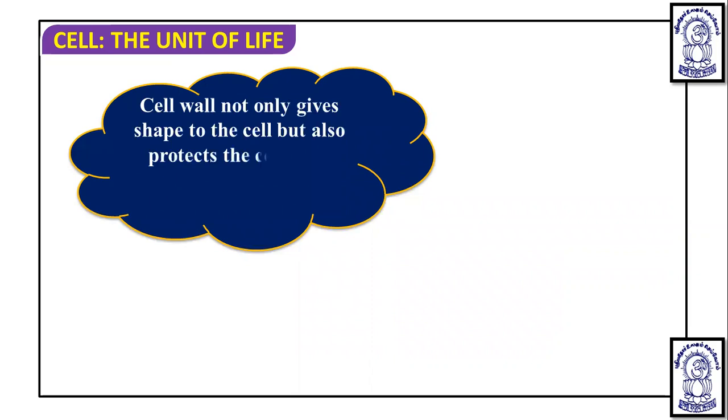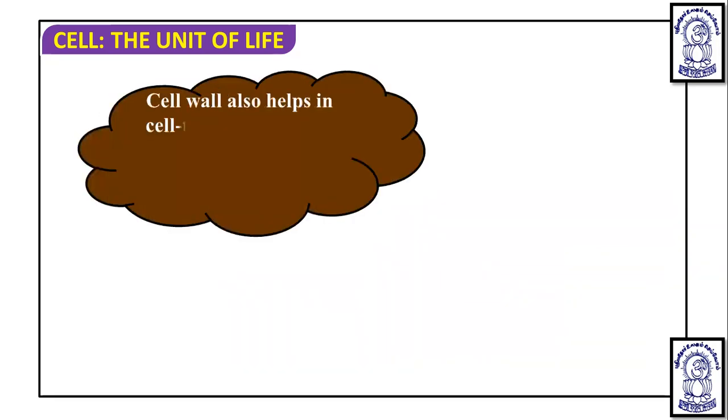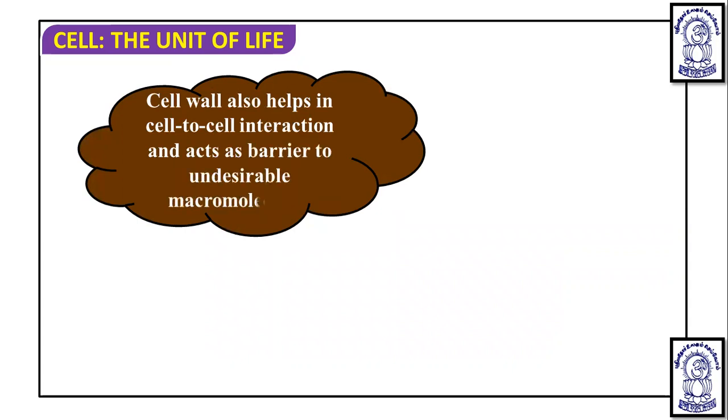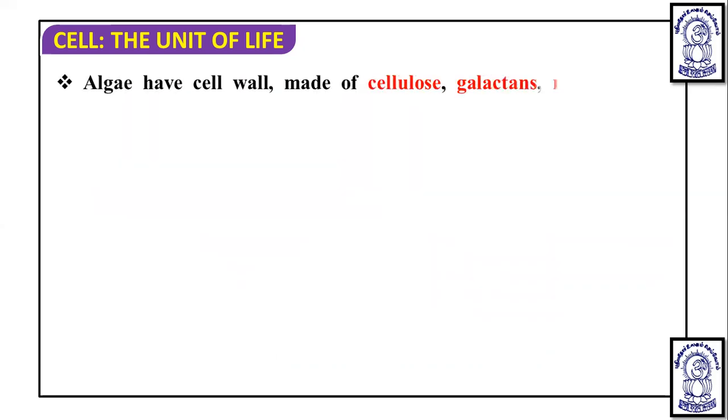Now the cell wall not only gives a shape to the cell, it is also of a protective nature. Besides giving shape to the cell, it also protects the cell from mechanical damage and infection. So it is a protective covering. The cell wall also helps in cell to cell interaction, meaning if one cell wants to interact with another cell, it can interact through the cell wall. Apart from this, it also acts as a barrier to undesirable molecules. It does not allow the transport or intake of undesirable molecules which are not beneficial or not required by the plant. So this is the cell wall.